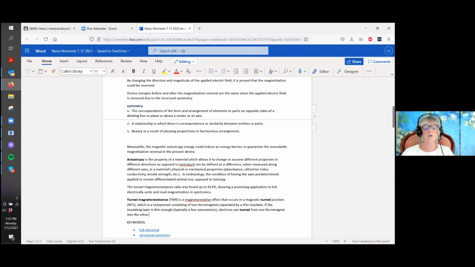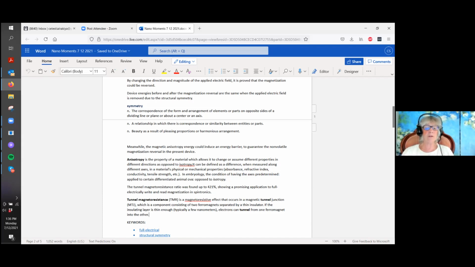So the tunnel magnetoresistance ratio was found to be upwards of 421%, showing a promising application for fully electrically write and read magnetization in spintronics. So basically they are turning you, when you take these technologies into your body, into a soft robotic or a spintronic, and they can electrically read and write. So they can program you, they can get information out. So that's a little bit about that.